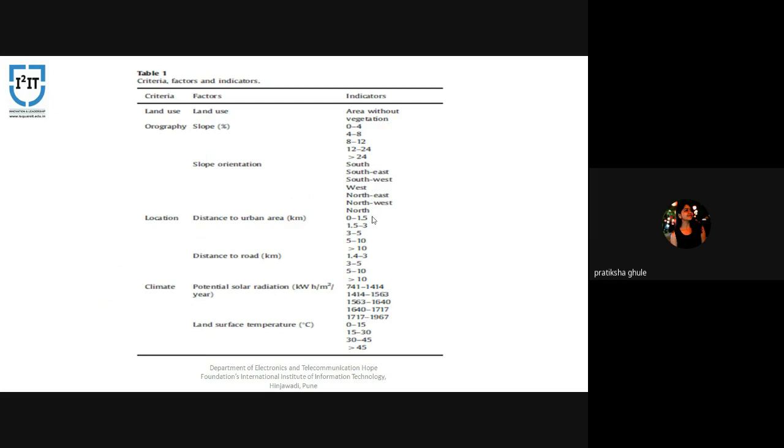Then the climate, as I say, we are considering the solar radiation. So where is the most solar radiation in the region we are considering? In that way, we are considering the factors potential solar radiation and the land surface temperature, as solar panels are absorbing the heat, like sunlight as well as the heat. So land surface temperature is also important to consider.